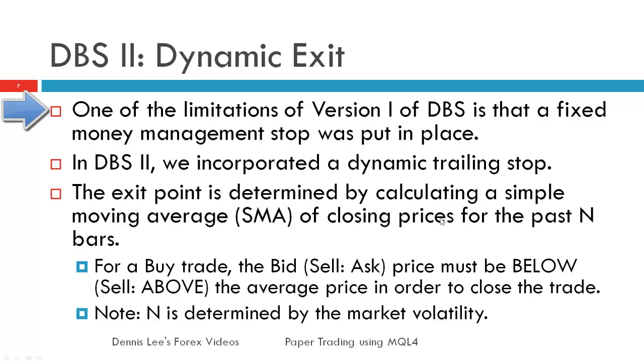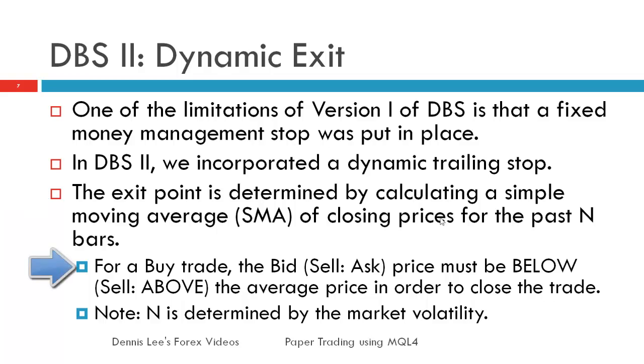One of the limitations of version 1 of Dynamic Breakout Strategy is that a fixed money management stop was put in place. In Strategy 2, we incorporated a dynamic trailing stop. The exit point is determined by calculating a simple moving average of closing prices for the past N bars.